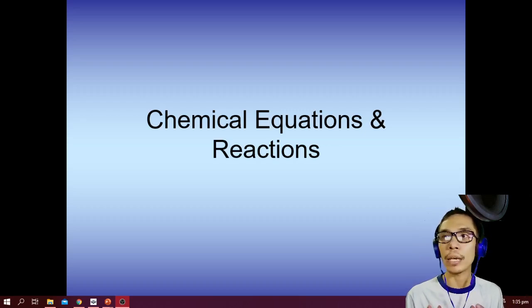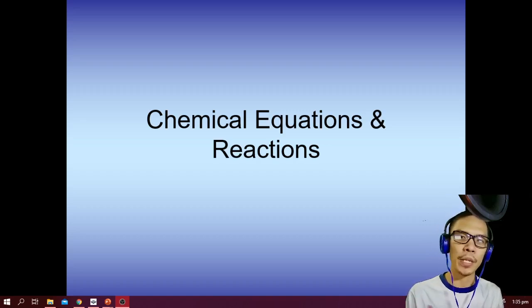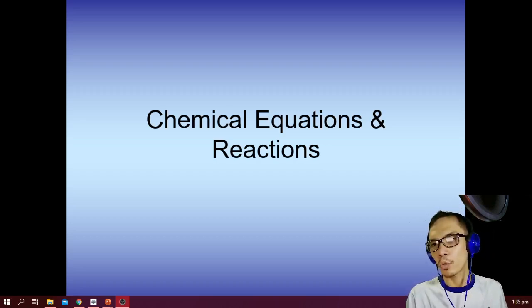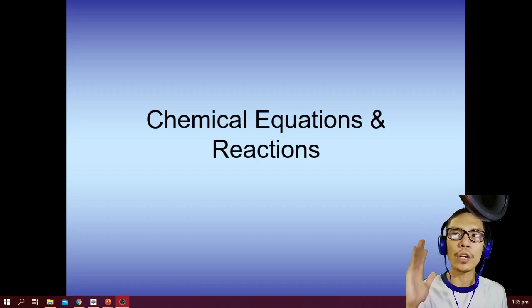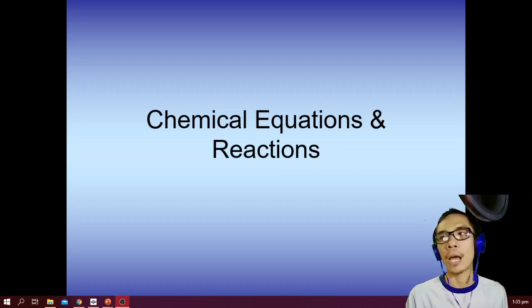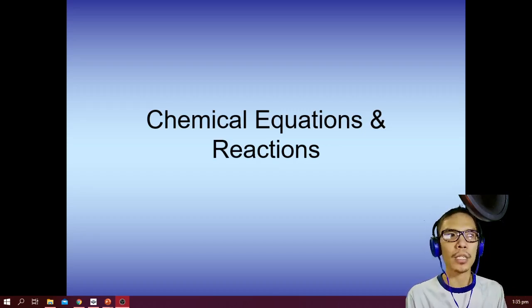Basically, in order to represent a chemical reaction, you need a chemical equation. Just like in math, if you want to represent what is on your Cartesian plane, there is an equation that is appropriate for that. If you want to solve the area or the perimeter of your polygons, there is an equation for that. Same thing with chemistry. In order to represent what these chemical reactions are all about, we represent them through chemical equations.